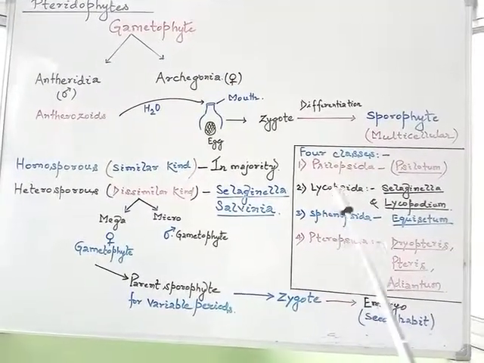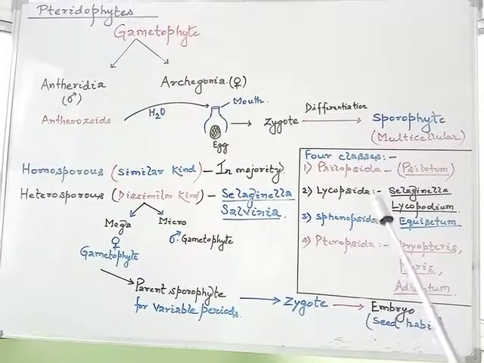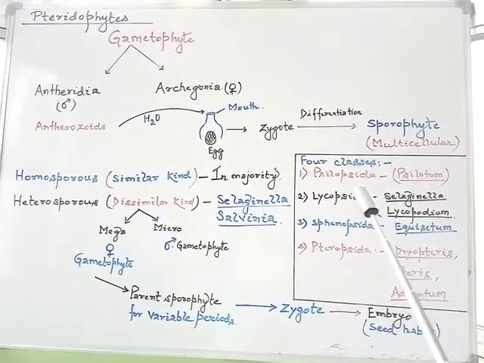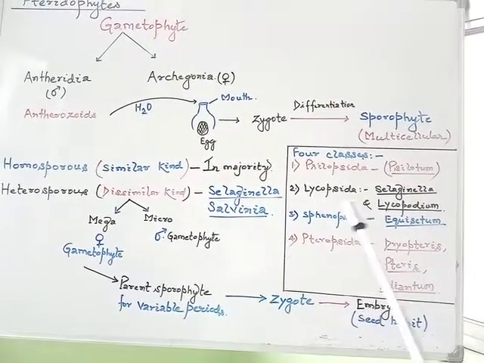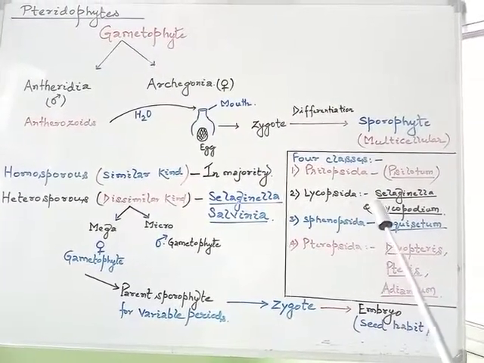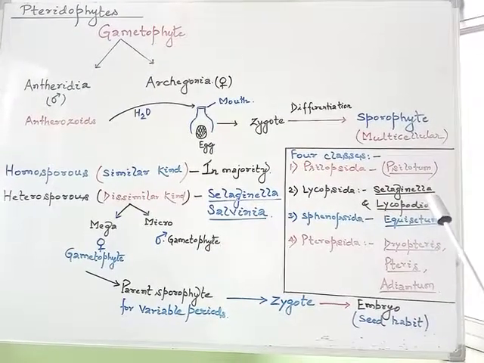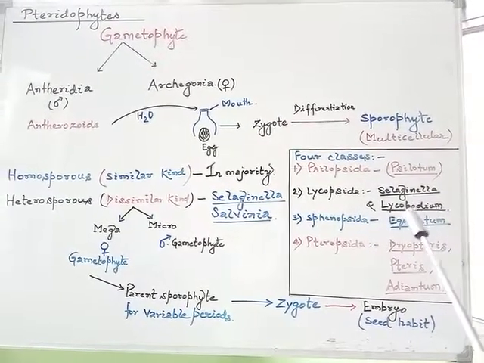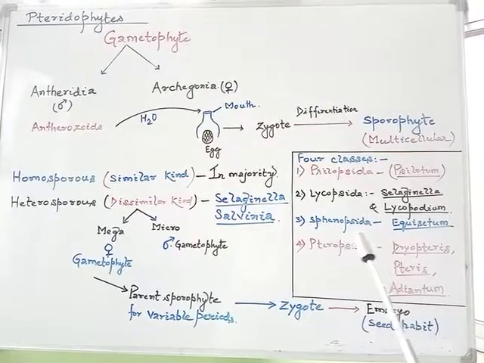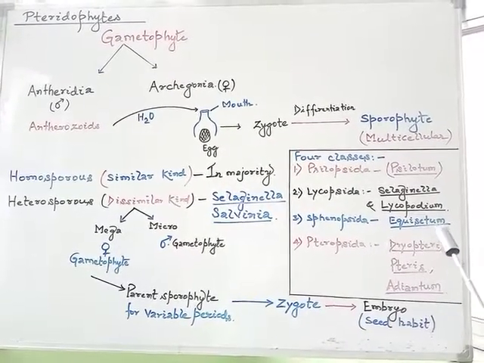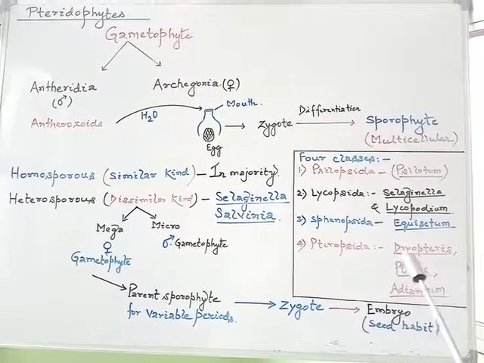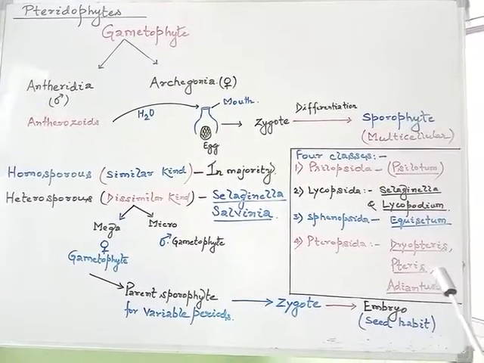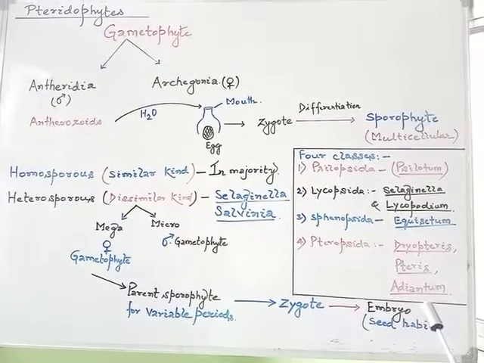The pteridophytes are further classified into four classes. The first is Psilopsida, for example Psilotum. The second class is the Lycopsida, for example Selaginella and Lycopodium. The third class is the Sphenopsida, in which Equisetum is the member. And the fourth class is the Pteropsida, for example Dryopteris, Pteris, and Adiantum, etc.